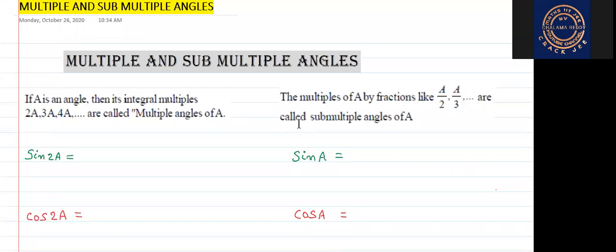And what are submultiple angles? The multiples of A by fractions like A by 2, A by 3, A by 4, A by 5, and so on are called submultiple angles of A. Here, multiple angle means the angle is multiplied by integral values. Submultiple angle means the angle is multiplied by fractions like 1 by 2, 1 by 3, and so on. And already you know these formulas very well.